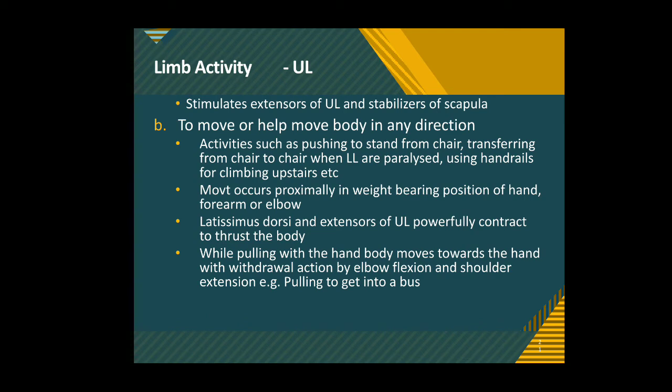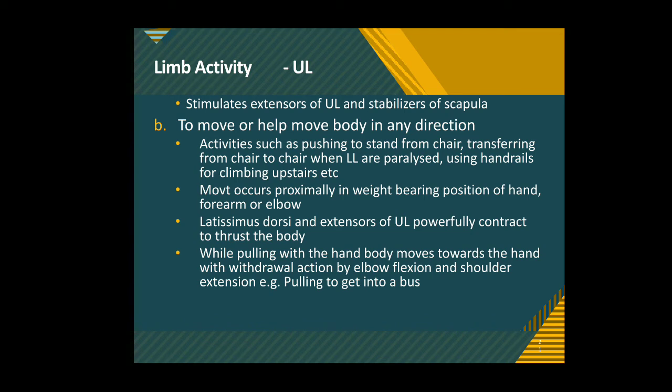The movement occurs proximally in weight bearing position of the hand or forearm or elbow. It depends again on the initial position of the person. The muscles which are active during this kind of movement of the body using the upper limb are primarily extensors of the upper limb along with the latissimus dorsi muscle, which powerfully contract and thrust the body into the new position. This movement of the body can also be done by pulling with the hand.